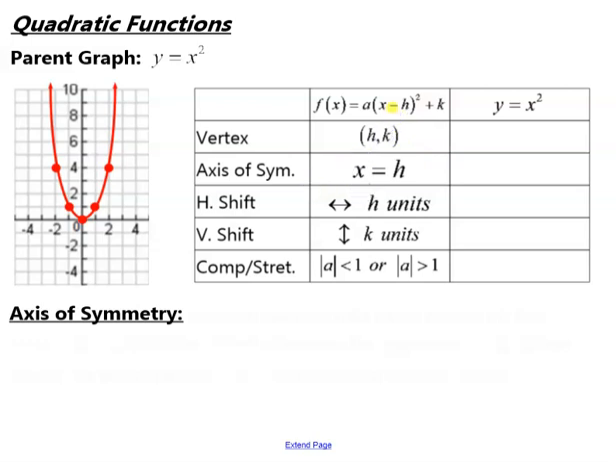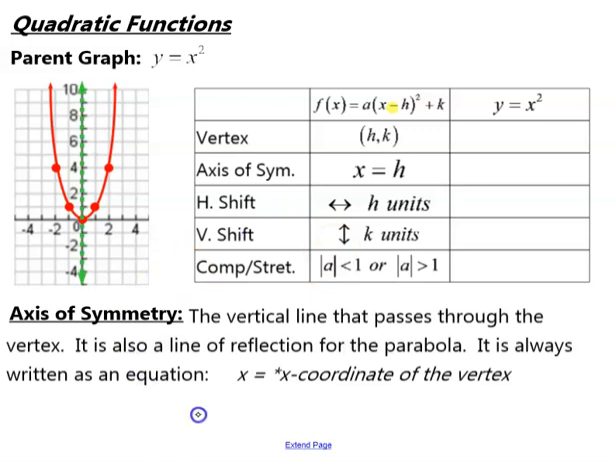The axis of symmetry is a new term, and that's the vertical line that passes through the vertex. It's also a line of reflection for the parabola. And it's always written as an equation, x equals whatever the x-coordinate of the vertex is. So, if our vertex is (h, k), our axis of symmetry will be x equals h.